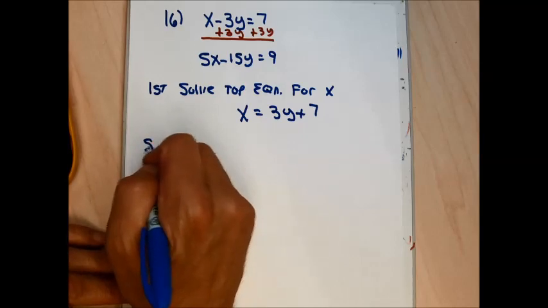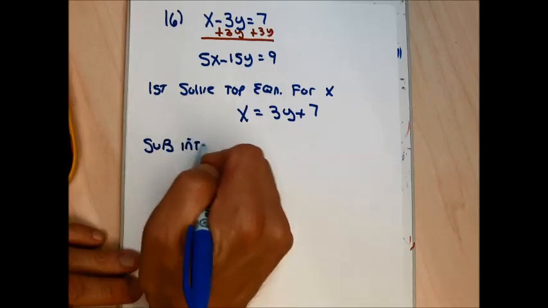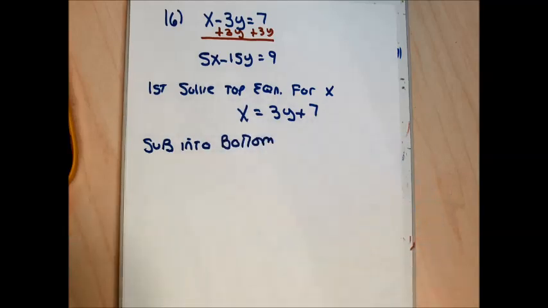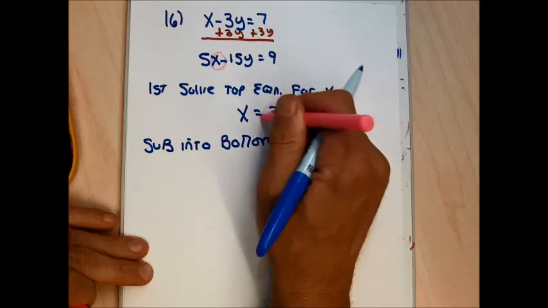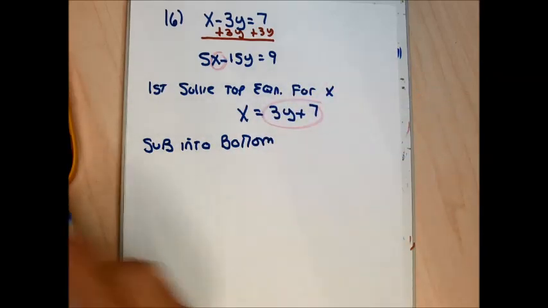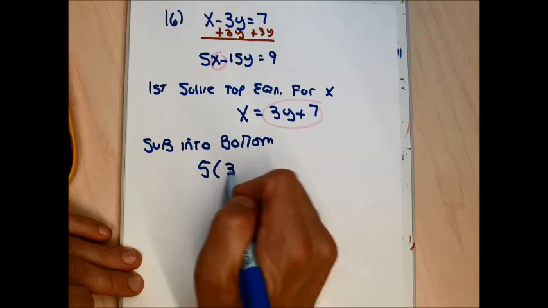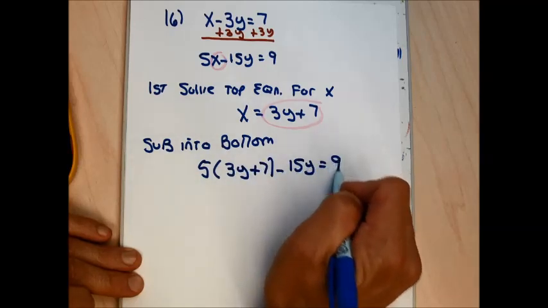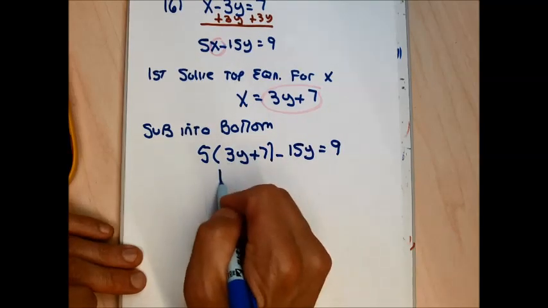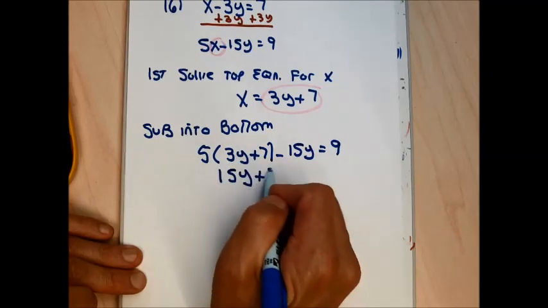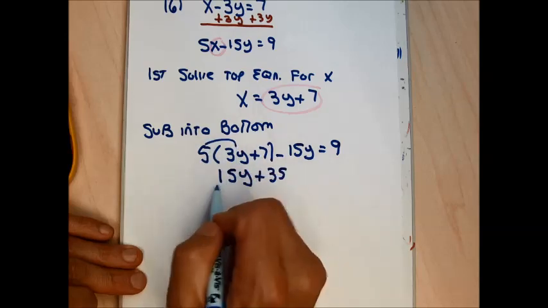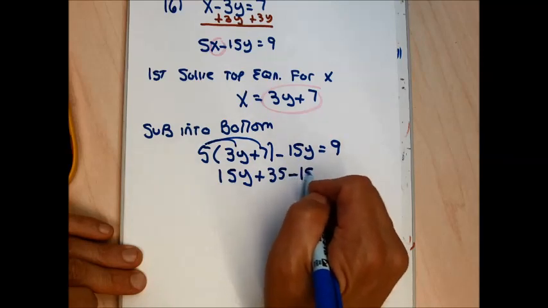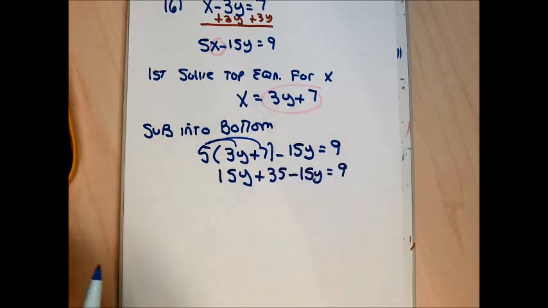Now I'm going to substitute into the bottom equation. So real specifically, for the x in the bottom equation, I'm going to change it to 3y plus 7. And I'm going to go 5 times (3y plus 7) minus 15y equals 9. I'm going to clear the parentheses and get 15y plus 35 by multiplying 5 times 3y to get the 15y, 5 times 7 to get the 35. I still have the minus 15y. I still have the equals 9.